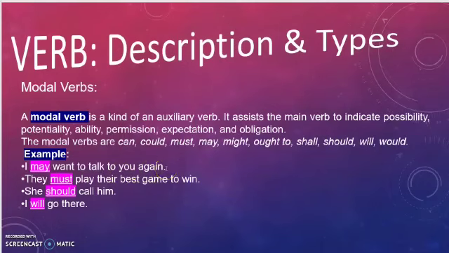Modal verbs. Now, a modal is a kind of auxiliary verb. It assists the main verb to indicate possibility, potentiality, ability, permission, and obligation. The modal verbs are can, could, must, may, might, ought to, shall, should, will, would.